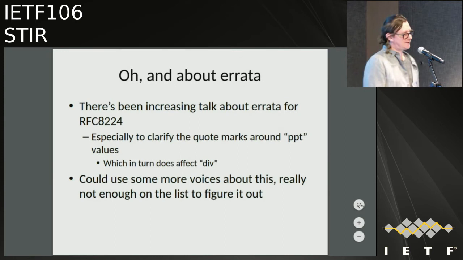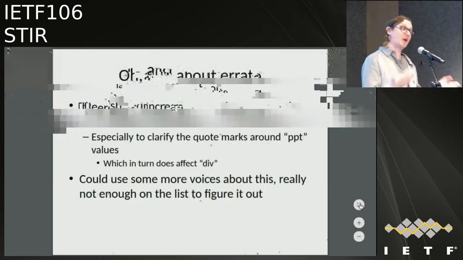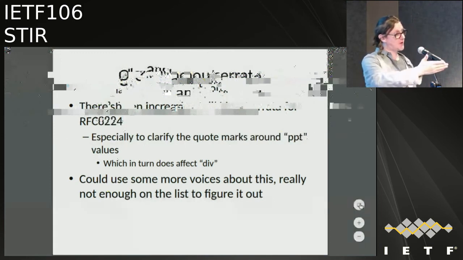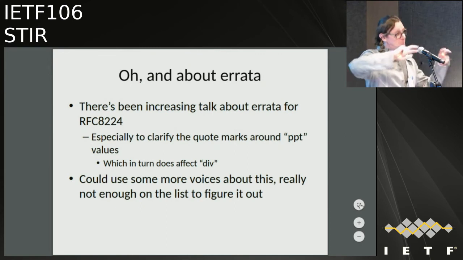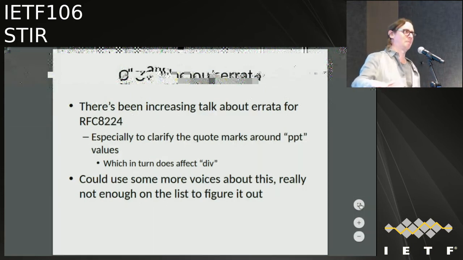Oh, yeah. I seem to have a slide about this every time. So I did send a note to the list a couple weeks ago talking about whether we should bother to errata 8224 over this issue of whether you need quote marks around the PPT values in the identity header parameter. This is something that I'll admit the text in 8224 is not particularly helpful. And we have baked into, however, the RPH draft and the div draft doing this with quotes around the values for PPT. This has induced me at least to be like, let's make it firmly crooked that way.